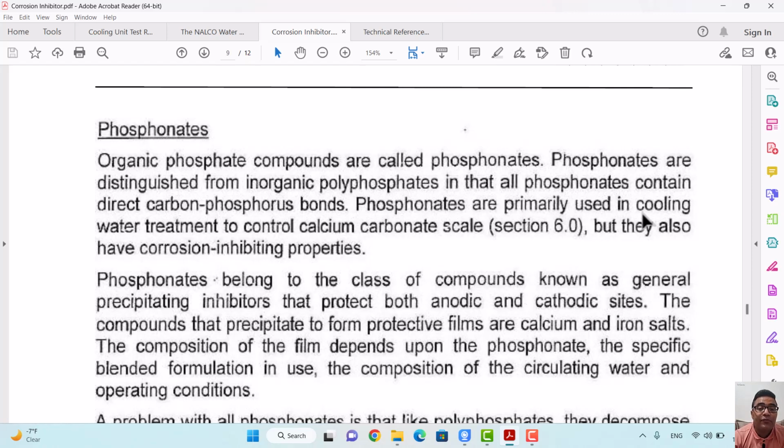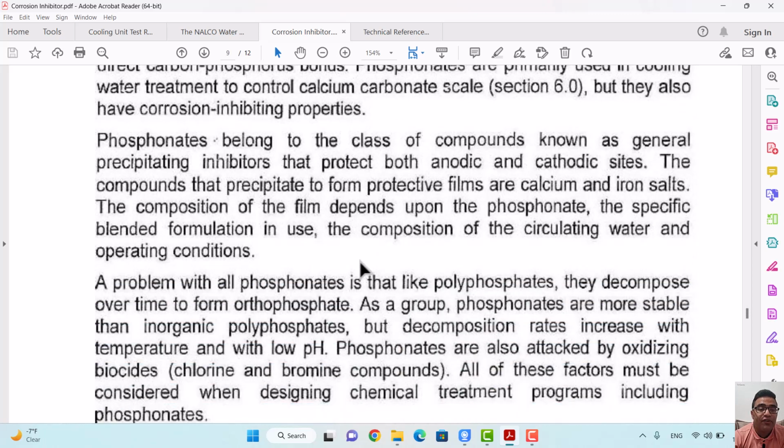Phosphonates are primarily used in cooling water treatment to control calcium carbonate scale, but they also have corrosion inhibiting properties. Phosphonates belong to the class of compounds known as general precipitating inhibitors that protect both anodic and cathodic sites. The compounds that precipitate to form protective film are calcium and iron salts. The composition of the film depends upon the phosphonates, the specific blended formulation in use, and the composition of the circulating water and operating condition.